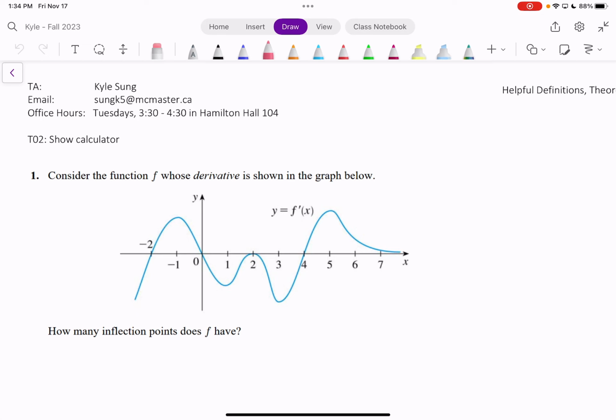I've also taken away the multiple choice answers. A good test-taking strategy might be to try and see if you can get the answer without needing the multiple choice and then referring back to it. So let's give it a try. Our question 1 says we're going to consider the function f.